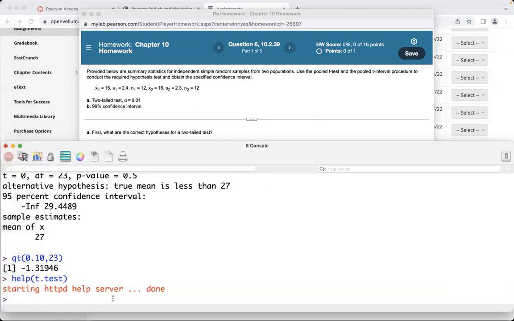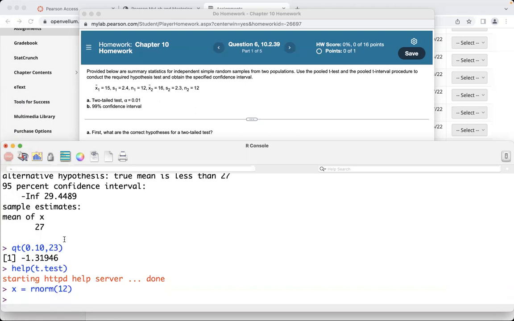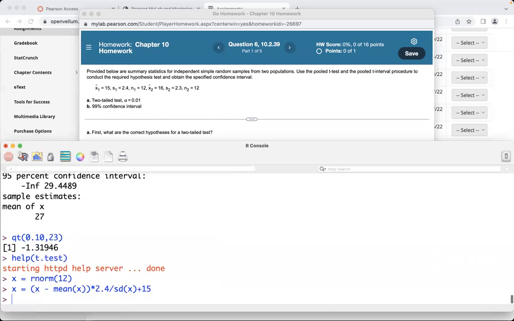So I'm going to just use x and y as our x1 and x2. You can call it x1 and x2 if you want, I just like single character names. Our first sample size is 12, so we're going to have 12 values there. For x, I'm going to subtract its mean, multiply by the standard deviation that we want, which is 2.4, divide by the standard deviation that we have, and add 15. And then we'll do the same for y.